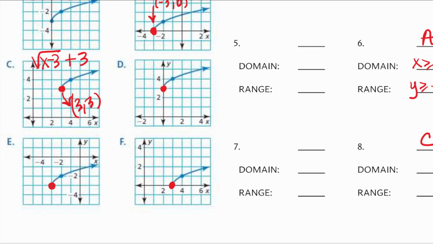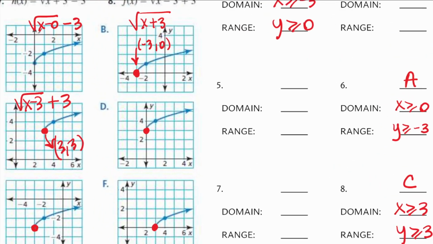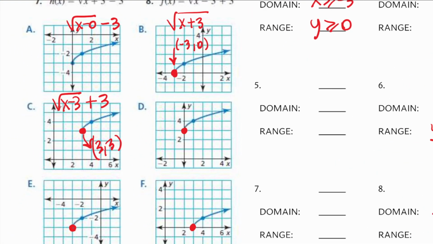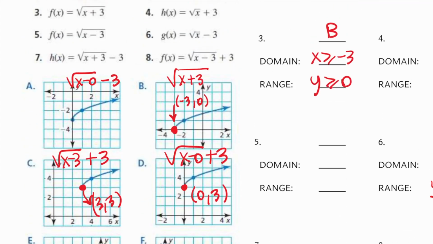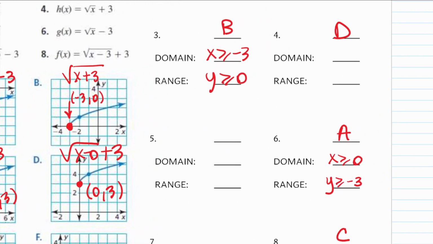This one, the domain was x is greater than or equal to 3, and y is going to be greater than or equal to 3 as well. D, that's x is 0 and y is 3, so I've got the square root of x minus 0 plus 3. It's number 4. In this one, the domain is x is greater than or equal to 0, and the range is y is greater than or equal to 3.